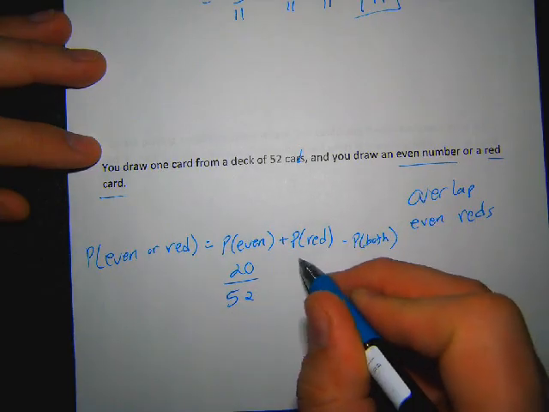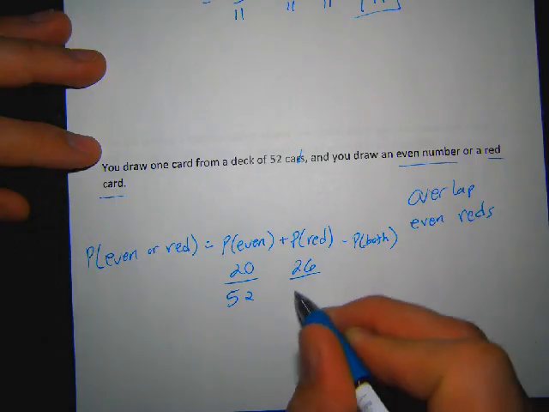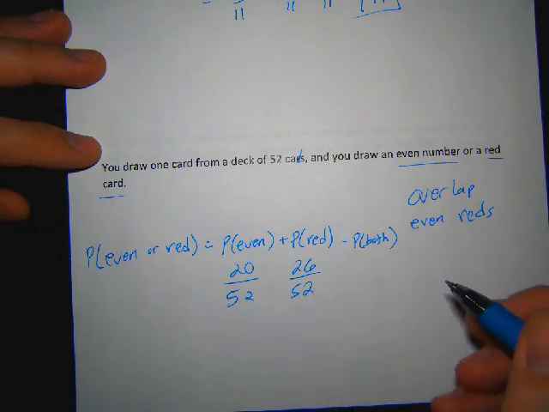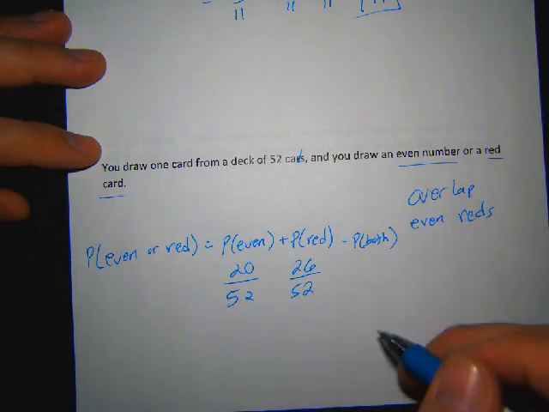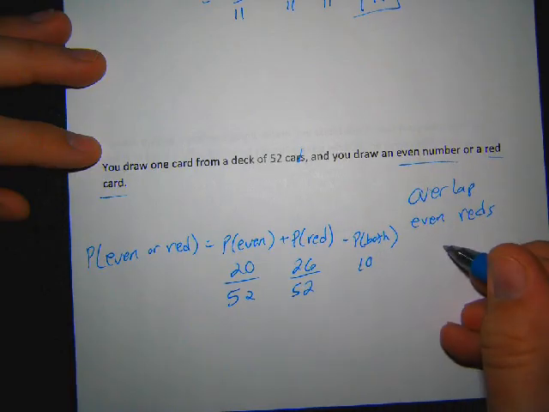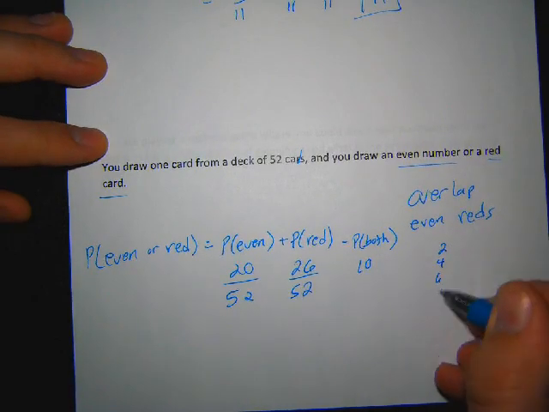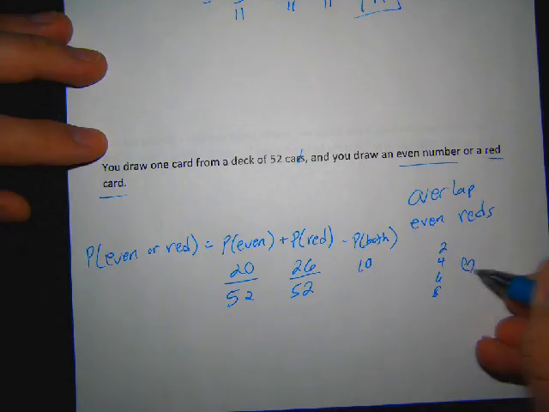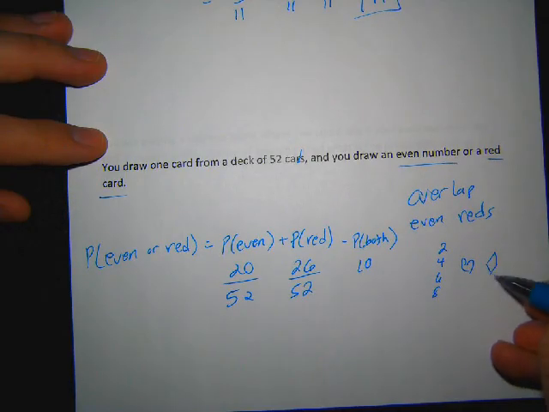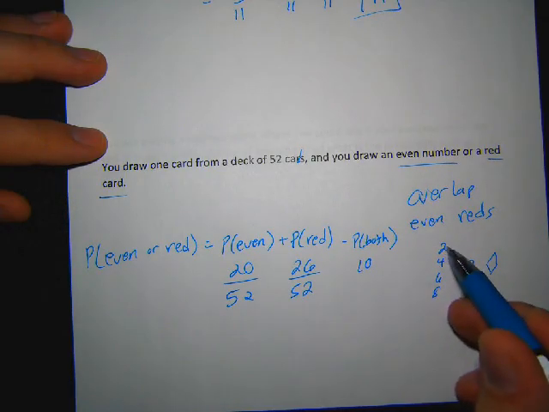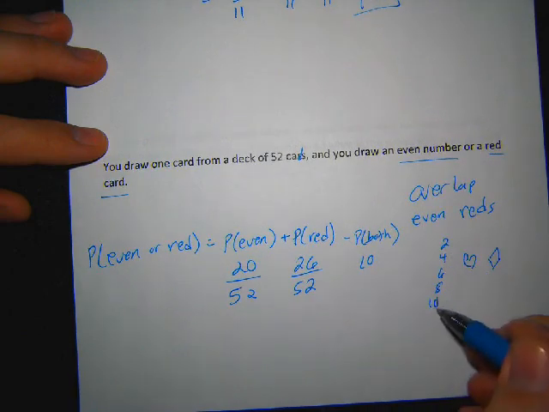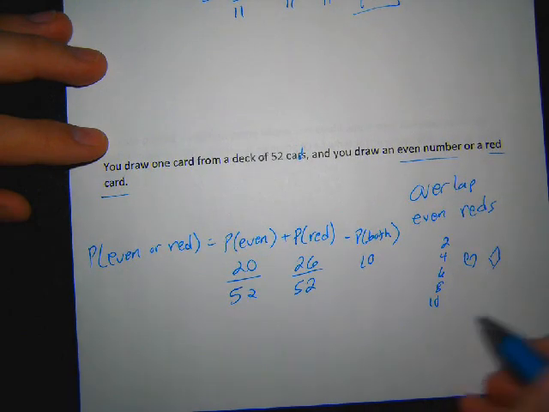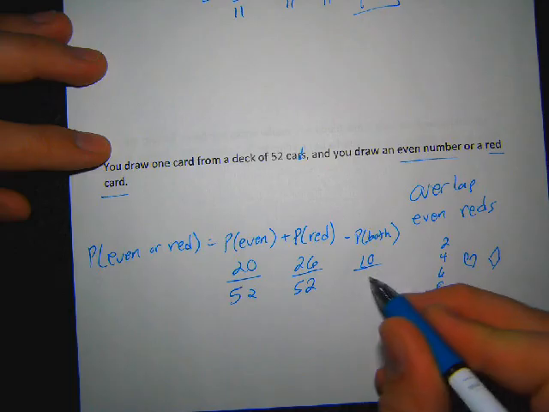Reds, there are actually 26 reds, because again, half the deck is red, the other half is black. And both, how many things are both? Well, there's actually 10 that are both. The 2, 4, 6, 8, I forgot 10. 2, 4, 6, 8, 10. There's 5 hearts and 5 diamonds that are both, and that's our overlap.